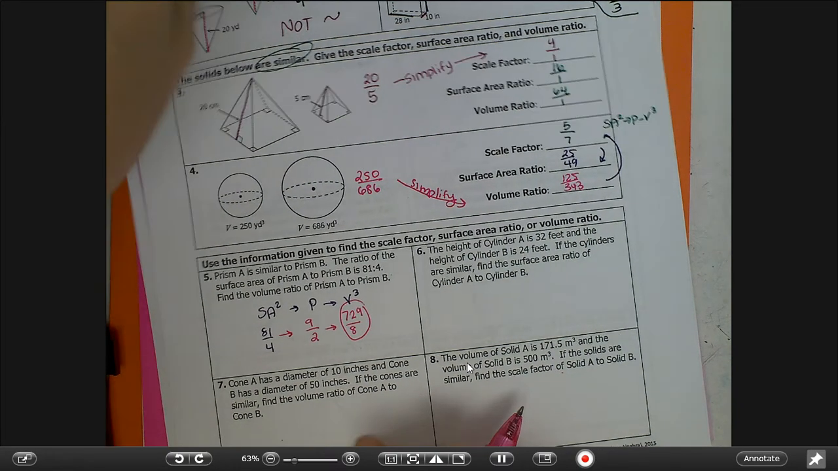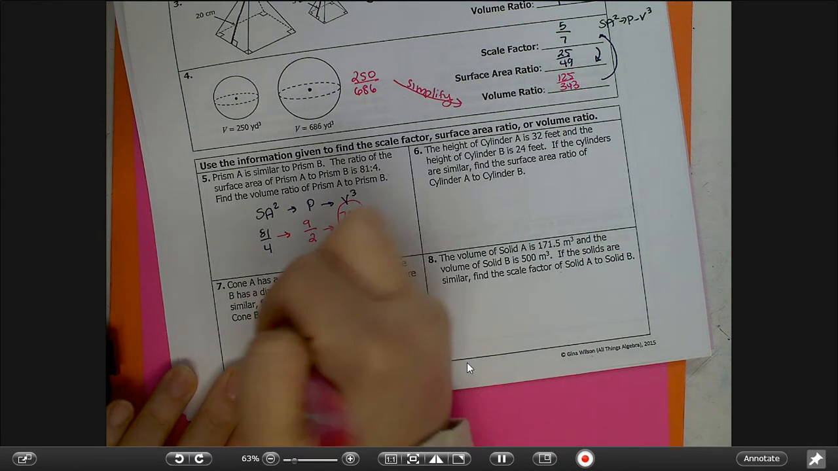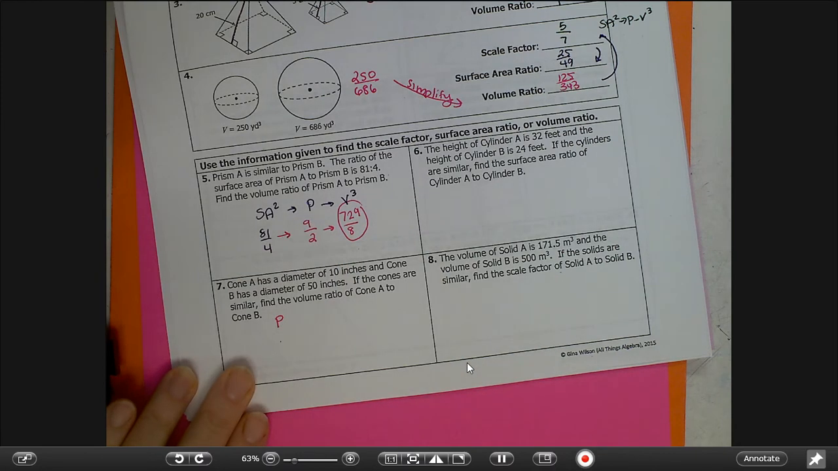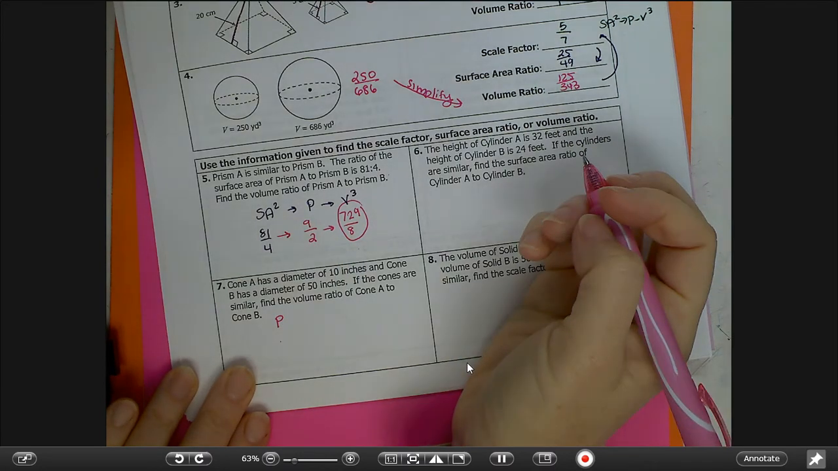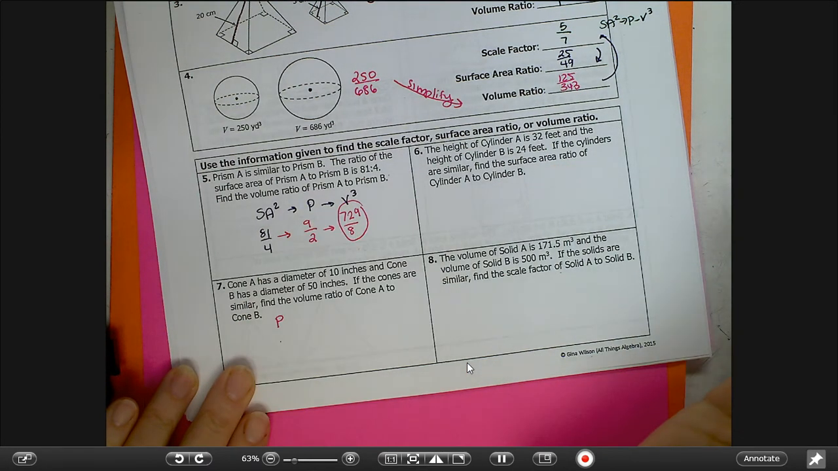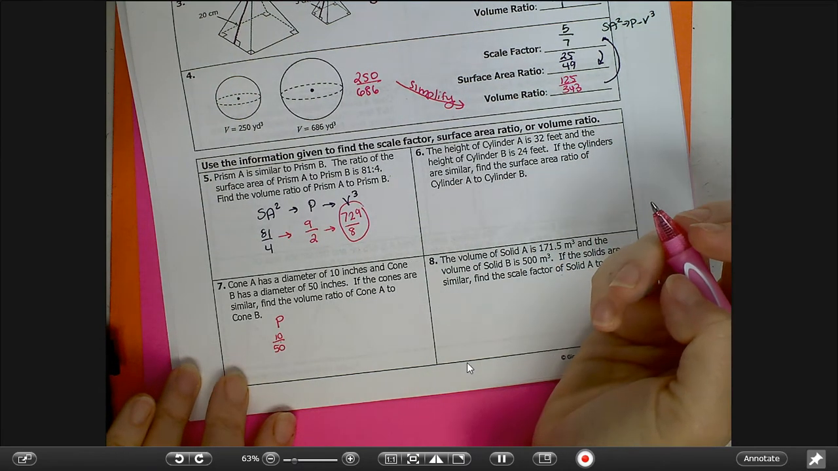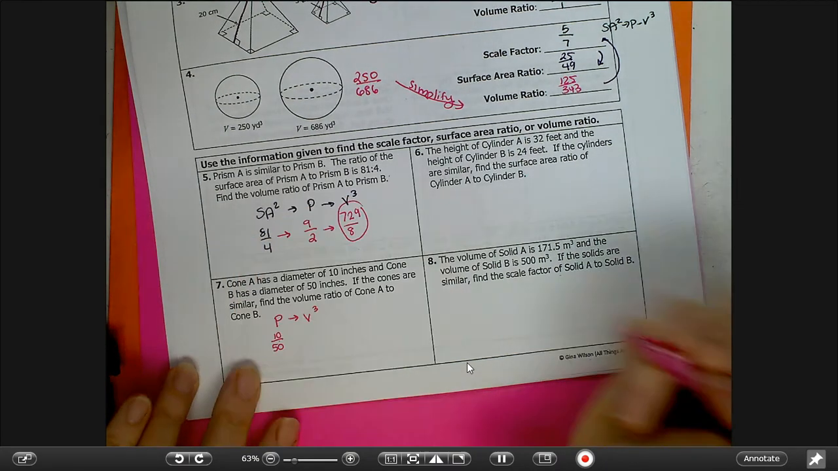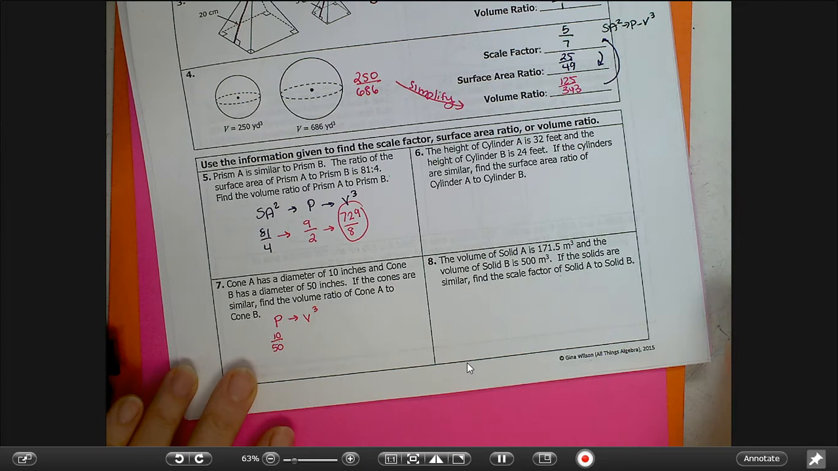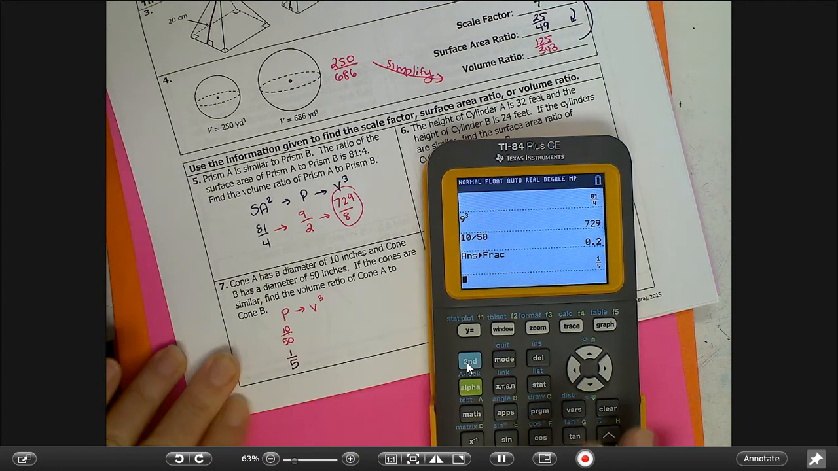Okay, let's look at another. Cone A has a diameter of 10 inches. In my head, we're starting in plane world. Okay, diameter is a one-dimensional thing. And the diameter is 10 to 50. So I'm going to write that here under plane. We want to go to volume. So we're going from plane to volume. Now here's where that simplifying matters. 10 divided by 50 is 1/5. So write that underneath, just like this.